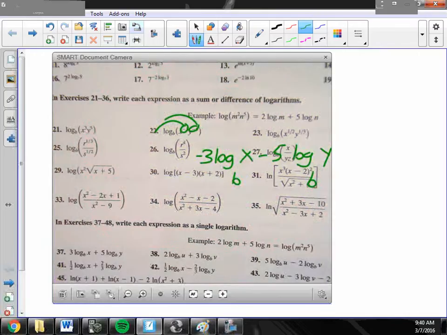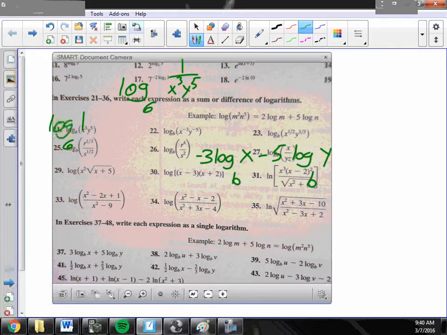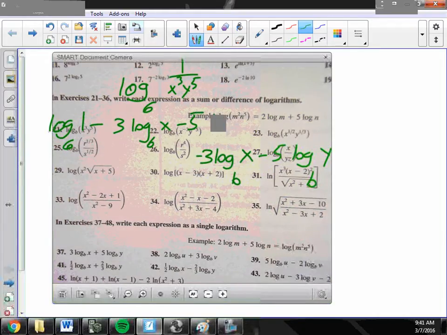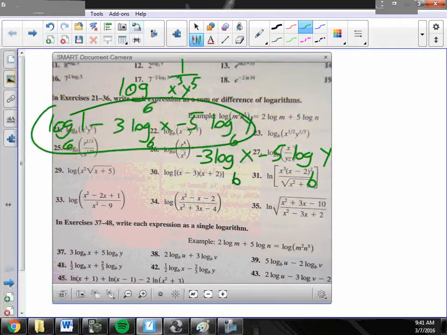The exponents are negative, so I could actually rewrite the original problem as log base 6 of 1 over x to the third, y to the fifth. Now this would split into three logarithms, right? We would get log base 6 of 1 minus 3 log base 6 of x minus 5 log base 6 of y. Are those the same thing? Does this match that in 22?